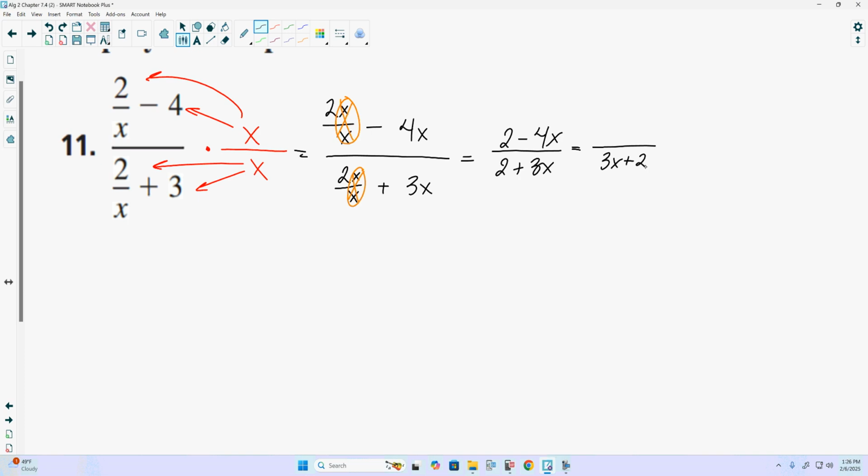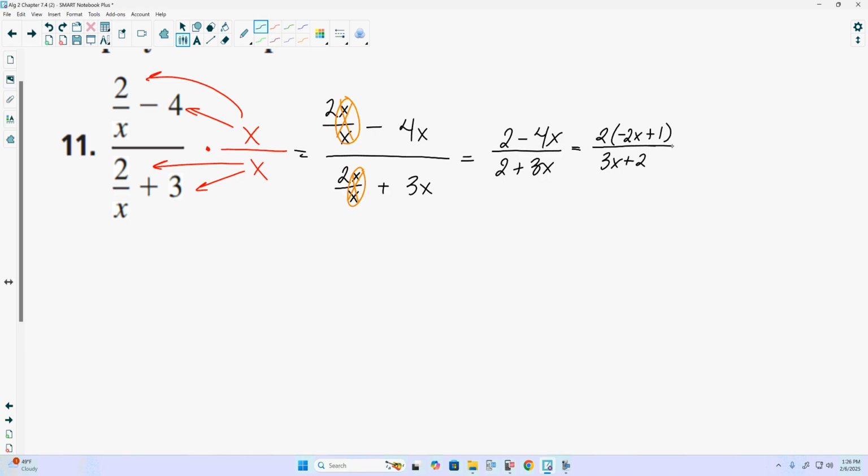2 and negative 4x is their greatest common factor, 2. And we can factor the 2 out of negative 4x, giving us negative 2x. And the 2 factored out of 2, we get plus 1. I switched them, so if you still have it as 1 minus 2x, that's fine. That is still the same thing. I just like putting the variable first.